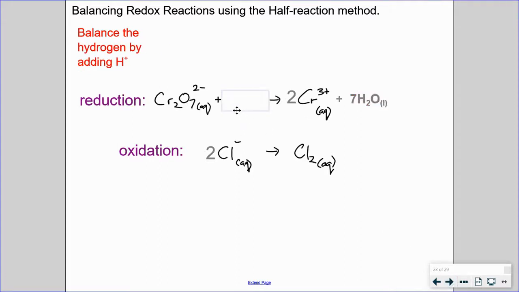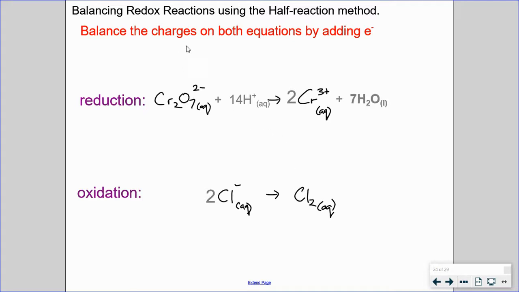Next, we're going to balance the hydrogen ions. There are 7 times 2, that's 14 hydrogens on the right-hand side of the reduction half reaction, so we're going to add 14 hydrogen ions on the left. The oxidation half reaction has no hydrogen.